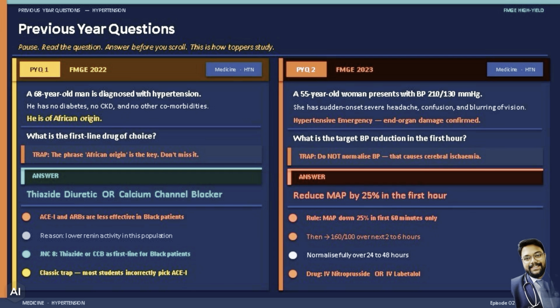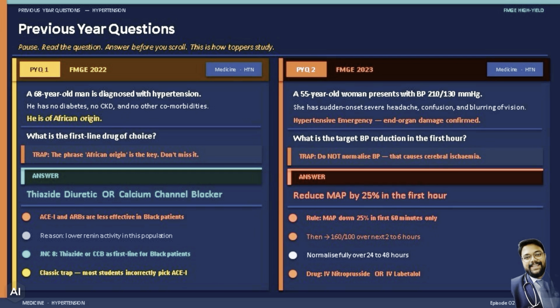This is hypertensive emergency. She has end organ damage with encephalopathy and vision changes. The answer is not to bring blood pressure to normal. Answer: reduce MAP by 25% in the first hour. This is hypertensive emergency. The rule is reduce mean arterial pressure by 25% in the first 60 minutes.